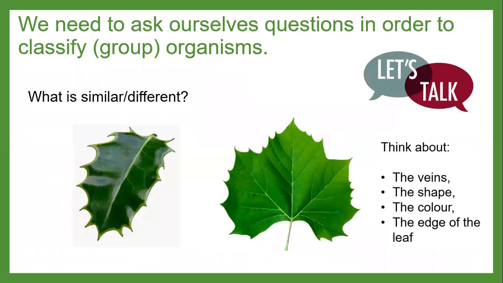The color is very different, a totally different shade. You've got the number of veins. There's more veins in one than the other. The points on the left-hand leaf are a lot sharper. The edges of the leaves too, so lots of different elements you could look for.